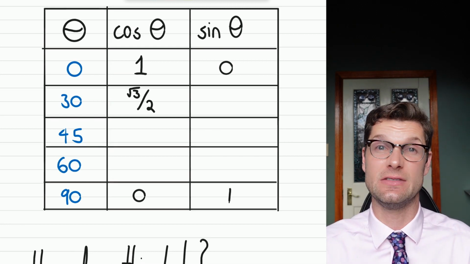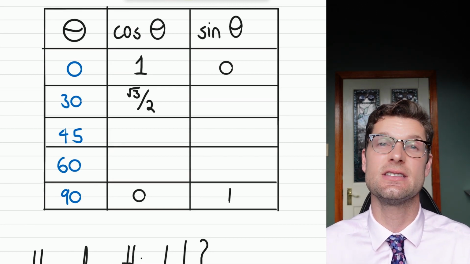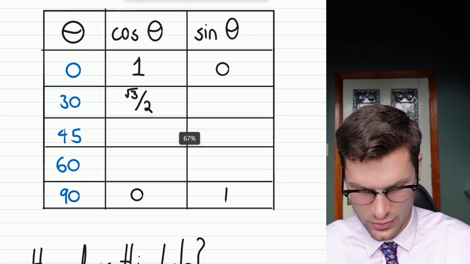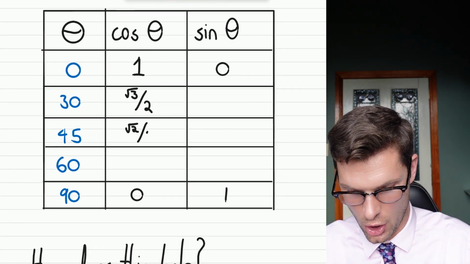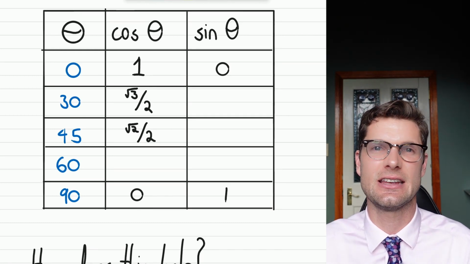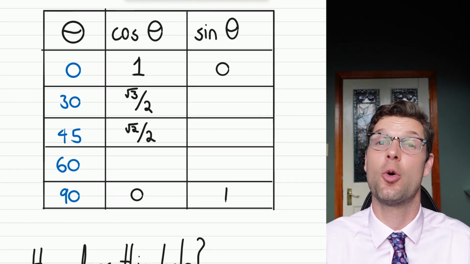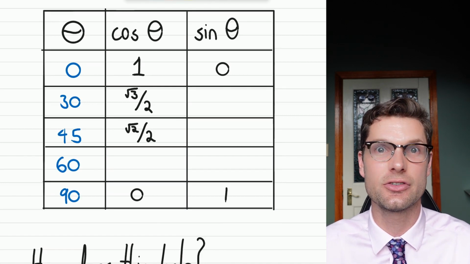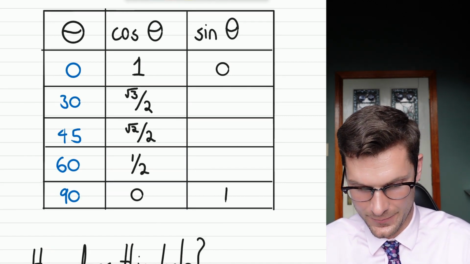And then as we move down one, the only thing that changes is we count down. So instead of root 3, we now have root 2, so this is root 2 over 2. And then cos 60 counts down one more time. We have root 1 over 2. Root 1 is just 1, so you can write a half.